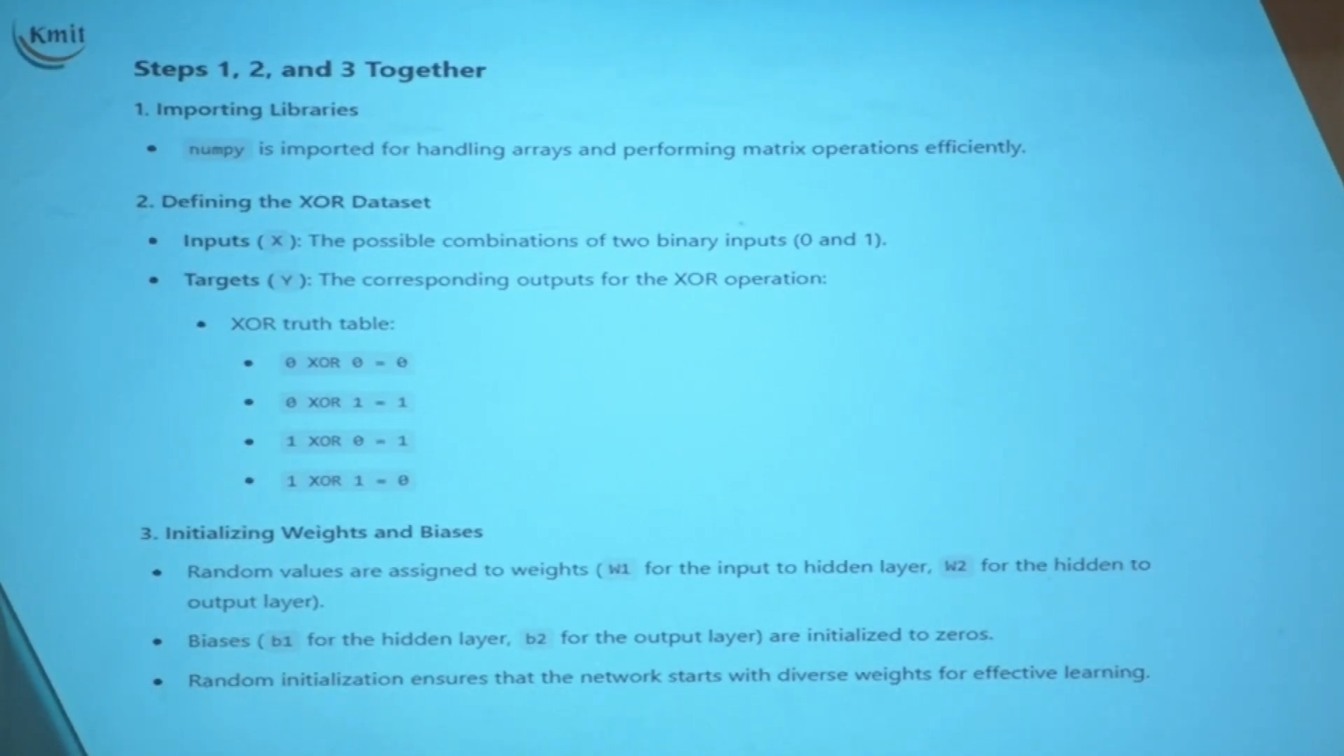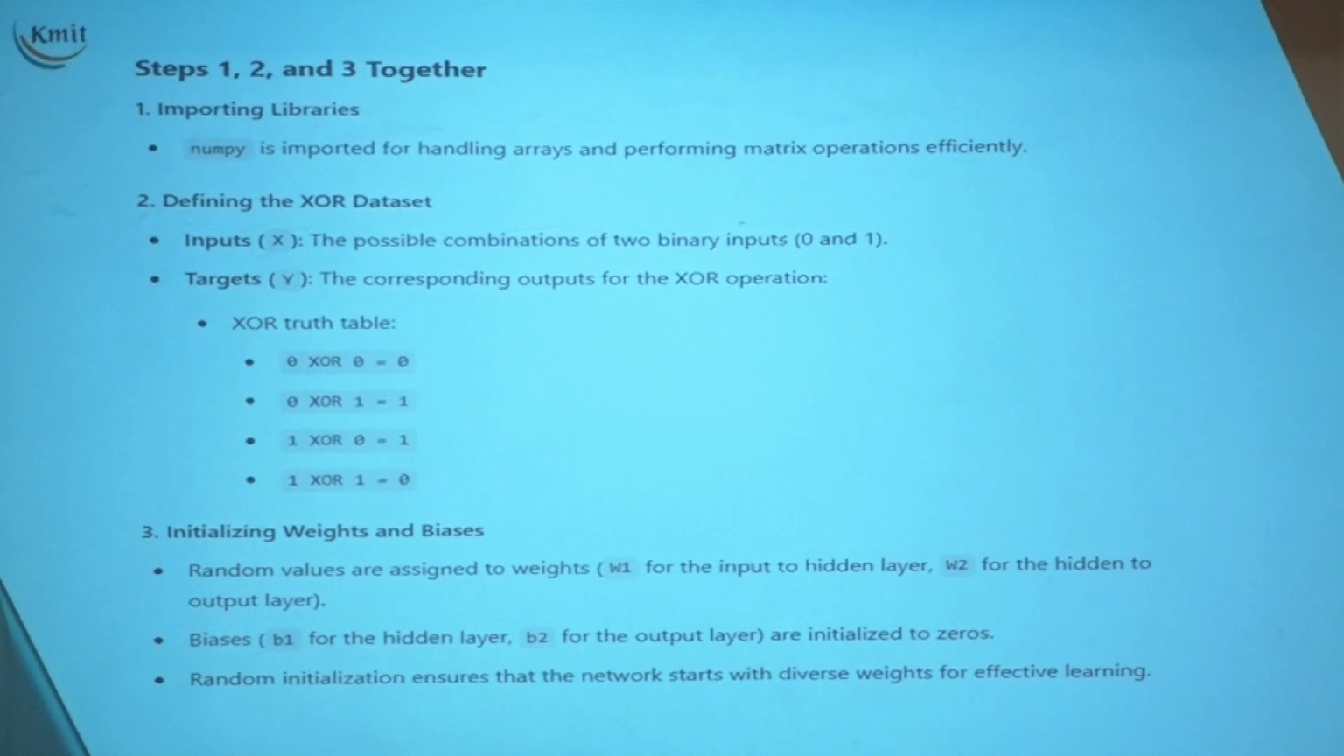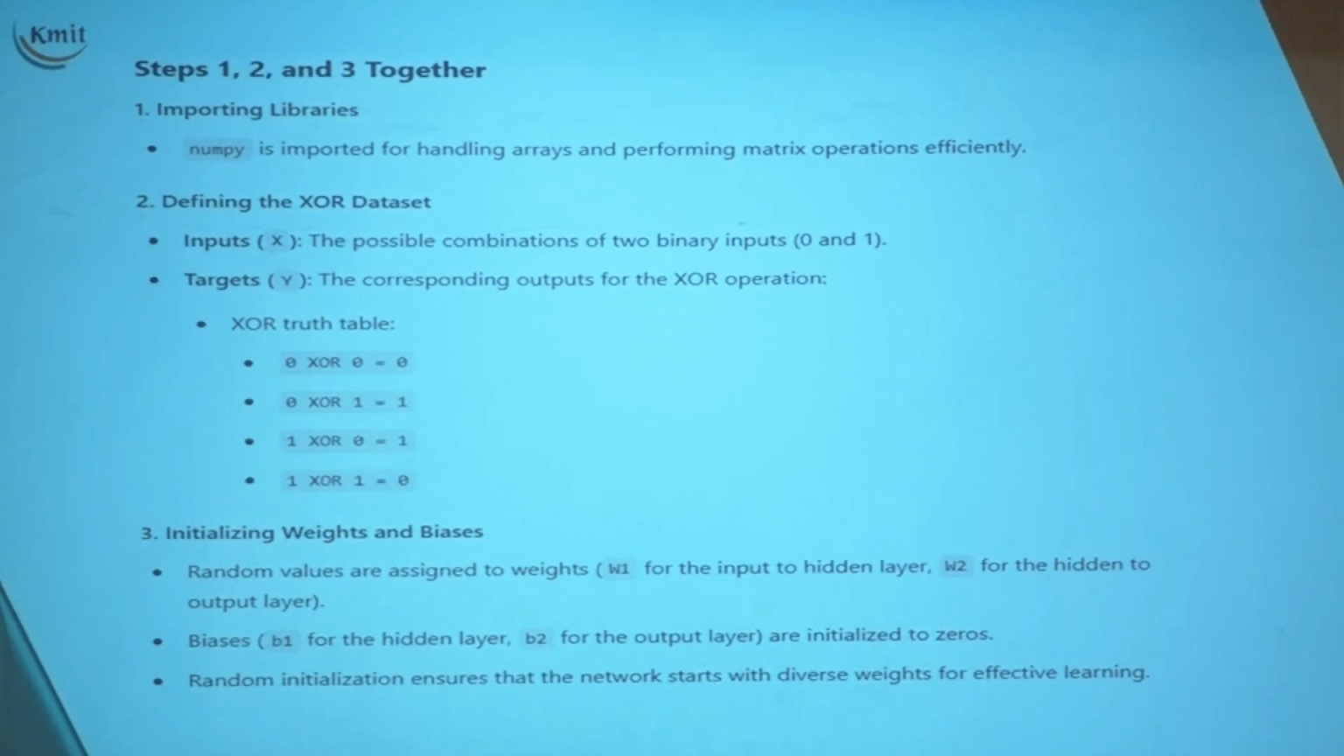Okay. Next, after that, defining the XOR gate. So that is the XOR gate. Those who don't know anything, please at least listen to this. 0, 0 is 0; 1, 1 is 0; 0, 1 and 1, 0 would be 1. So that is the XOR gate. So define the data set. First, import the libraries. Second, define the data set.